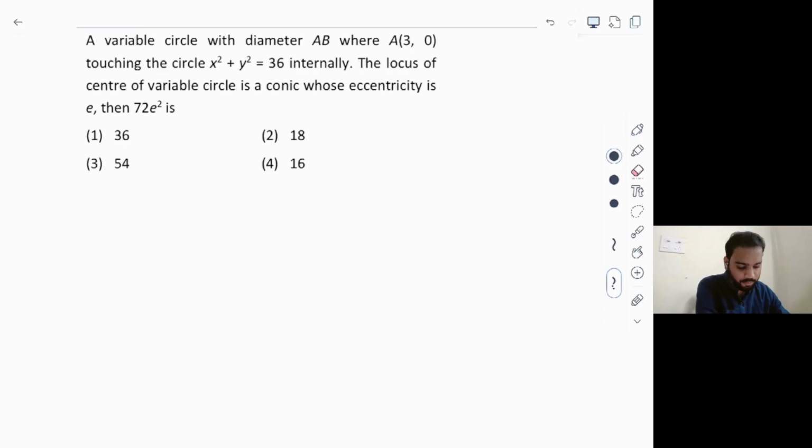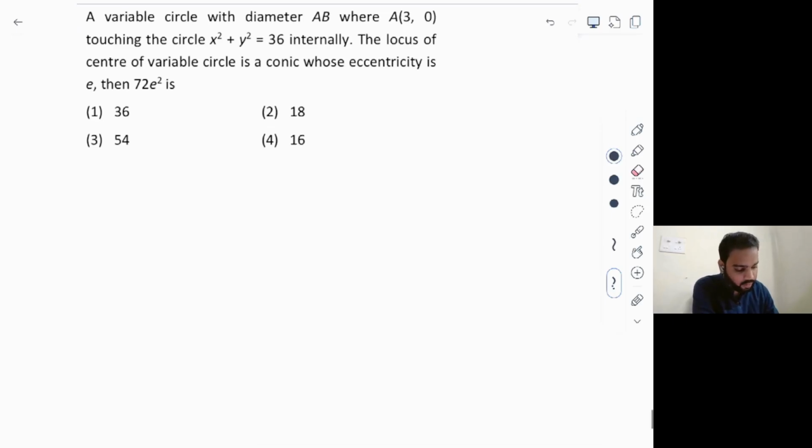Okay, let's take the next question. It is a question related to circles and also conics right here. So a variable circle with a diameter AB, where point A is (3, 0), touching the circle x square plus y square is equal to 36 internally.